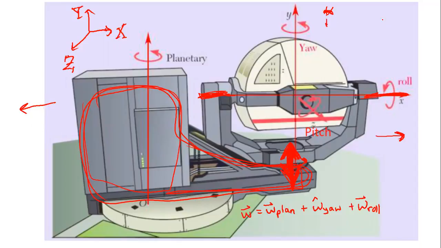So I'm just looking down, and actually, let me do it like this, it will be better. I was pointing this way. If that's my omega roll from the top view, then the planetary is going to make you do this, so it's actually going to change the direction. So the omega planetary plus the omega yaw is going to make that roll axis change.